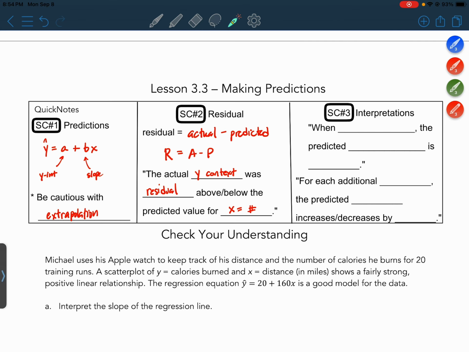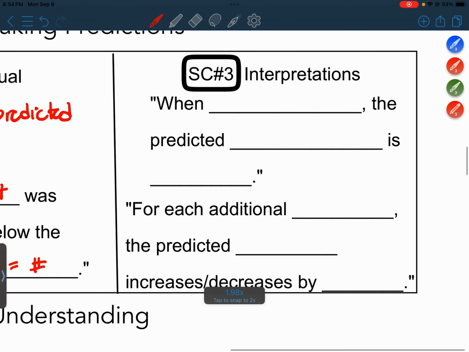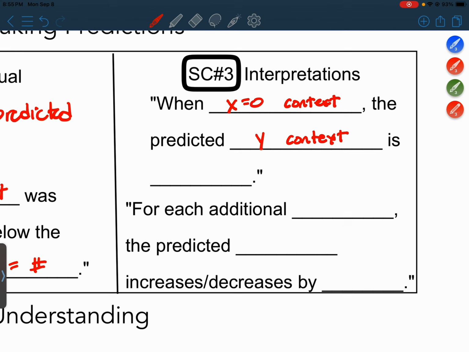All right. The last major thing is just some more interpretations. Again, we want to be able to interpret the slope and the intercept in our equation. The first template is for the intercept. So we would say when x equals 0, and this has to be in context, right? So when there are 0 rubber bands, the predicted y context, so for instance, distance is, and then you put the y-intercept value in the sentence.